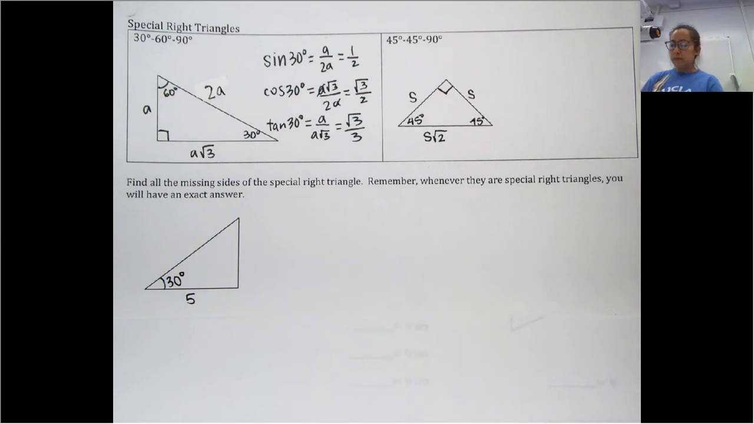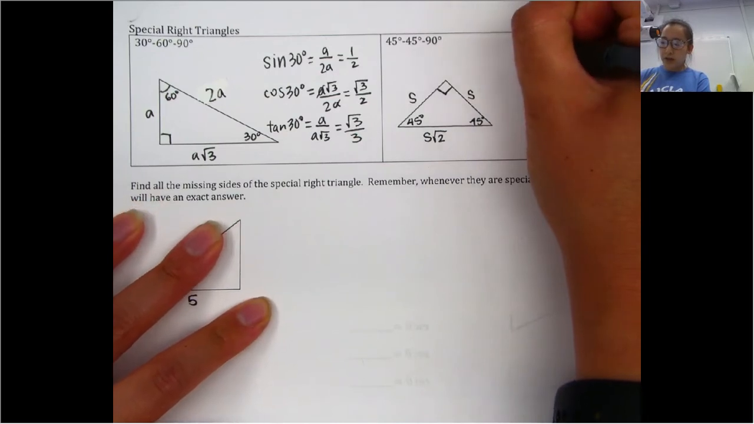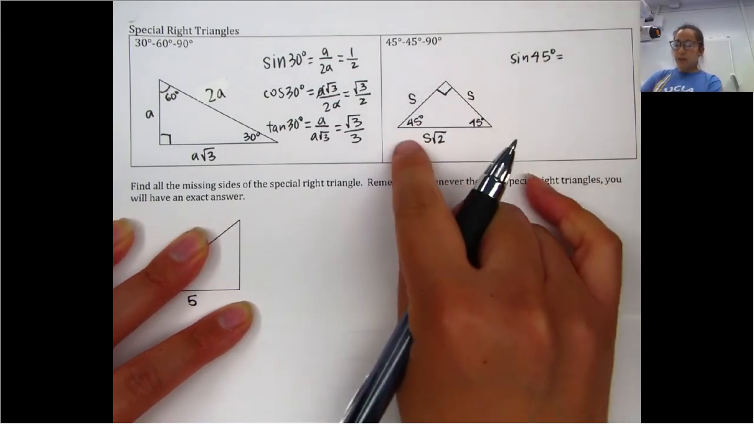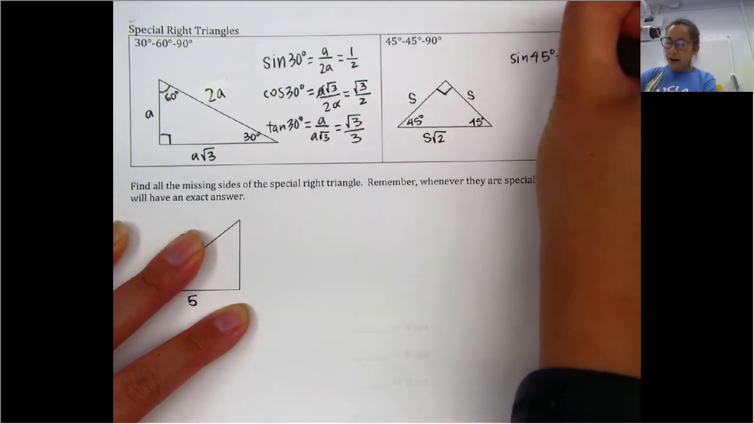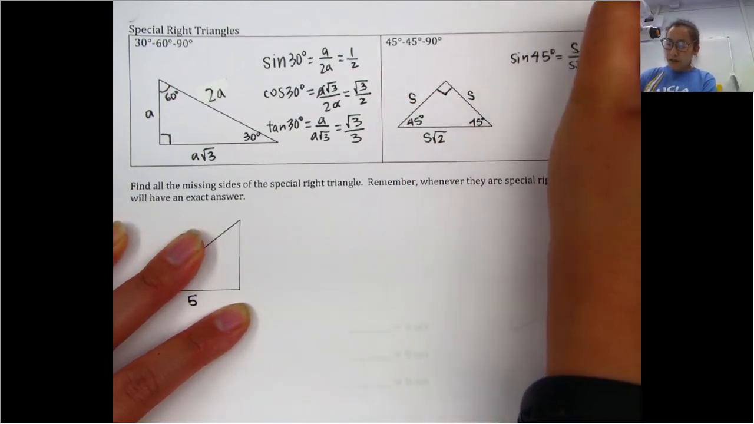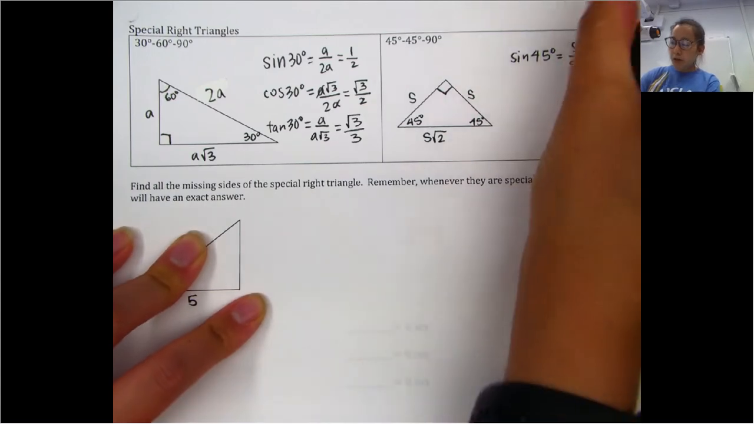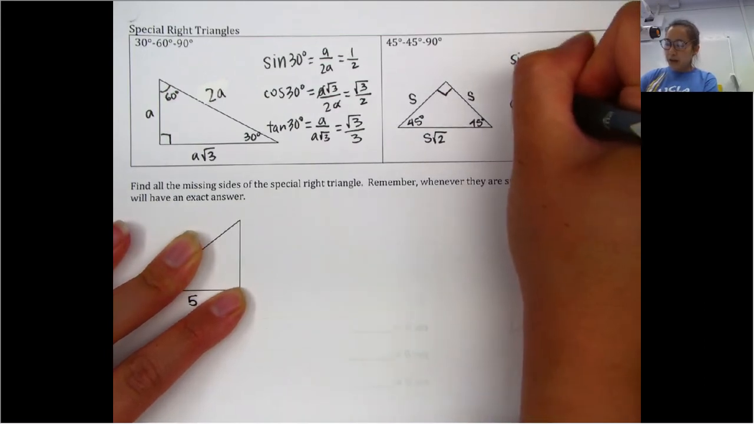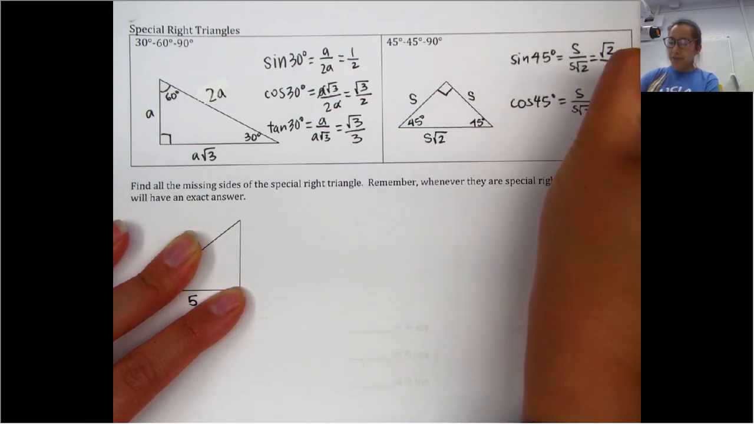Okay. So we'll go ahead and do some of the trig functions for you just in case you ever need it. So sine of 45 degrees is going to equal opposite over hypotenuse, so S over S root 2. So if you divide the S's out and then you multiply both the numerator and the denominator by root 2, you're going to get root 2 over 2. And then over here, cosine of 45 degrees, same thing. You're going to get S over S root 2, which is going to simplify to root 2 over 2.